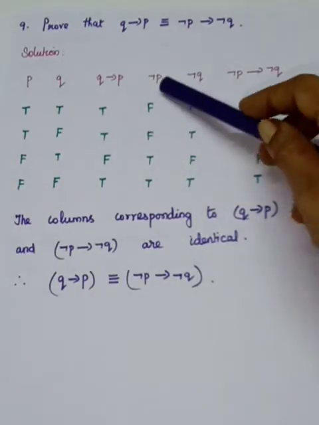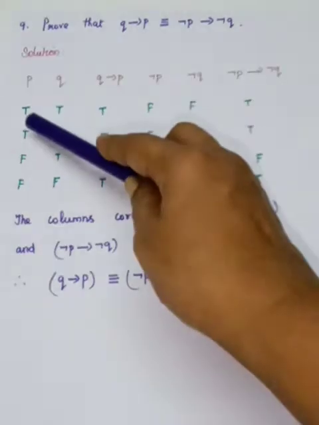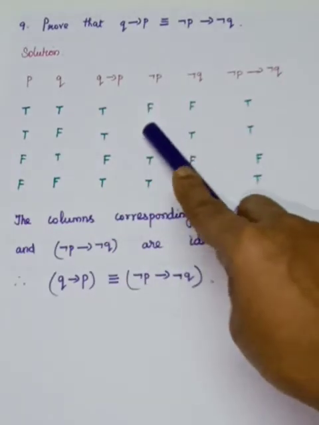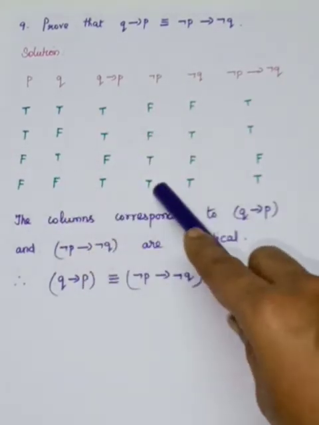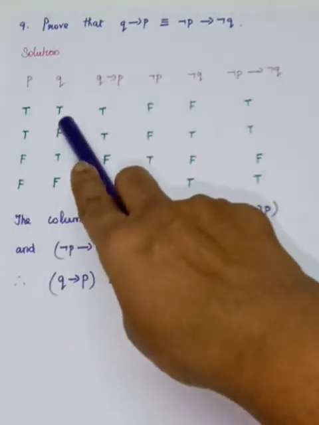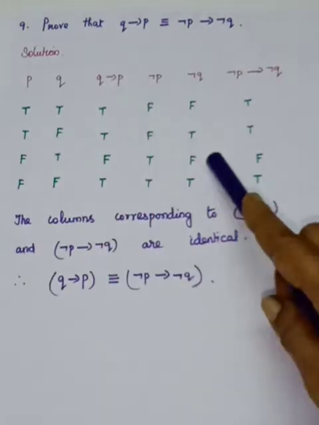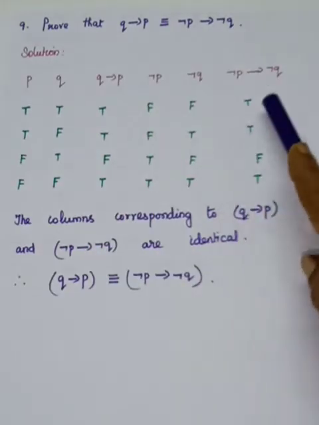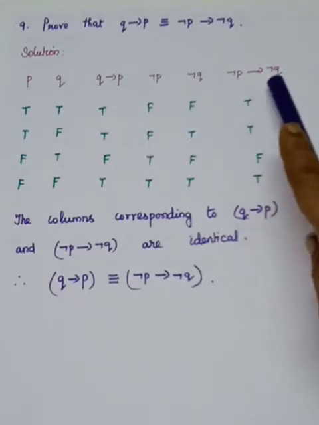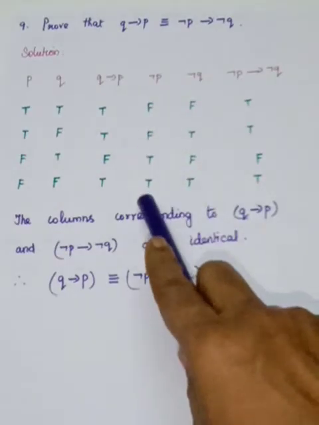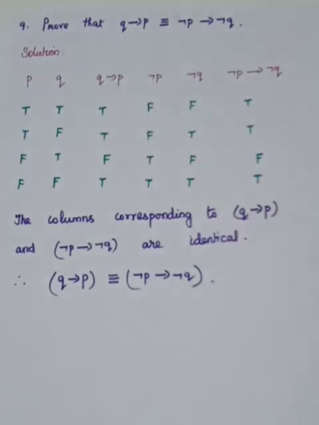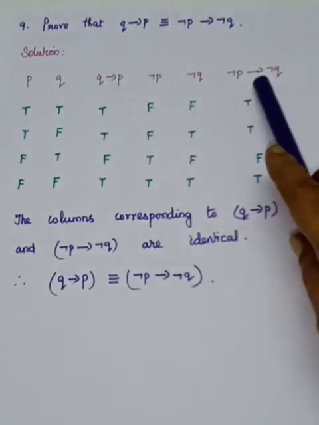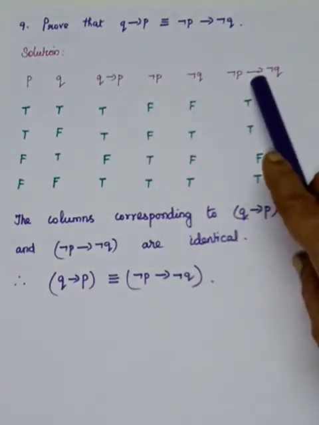Okay, so negation P you know very well. If P is true, you have to write false. If P is false, you have to write true. In the same way, negation Q. You look at the column Q and its negation has to be written. So for negation P implies negation Q, you have to look at the 4th and the 5th column. In between, you see the symbol implies. It's a conditional statement.